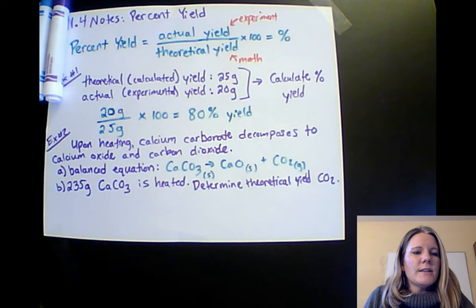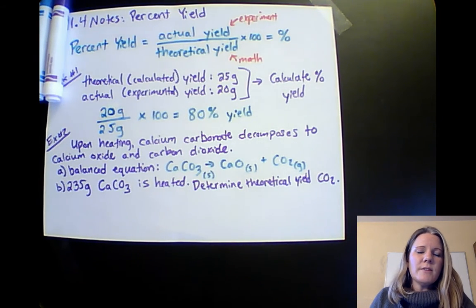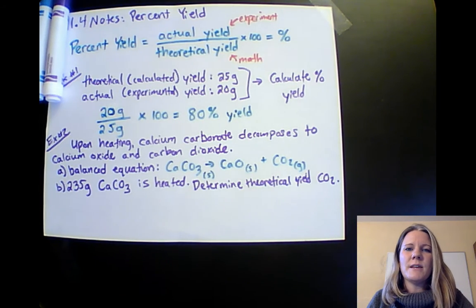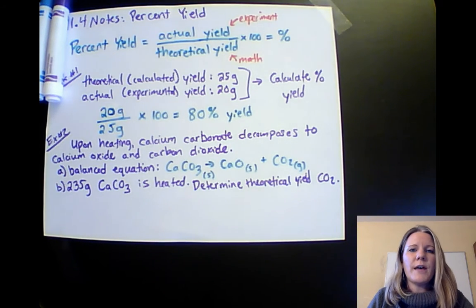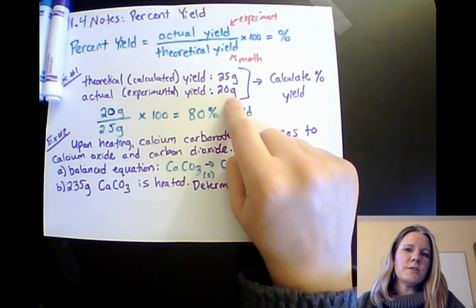So let's think through this. 235 grams on the top of calcium carbonate. That's right, grams of calcium carbonate on the bottom. So you're going to start out your stoichiometry problem that way. If it's your second time through the video, go ahead and press pause and determine the theoretical yield, which of course will be in grams, just like our example up here.